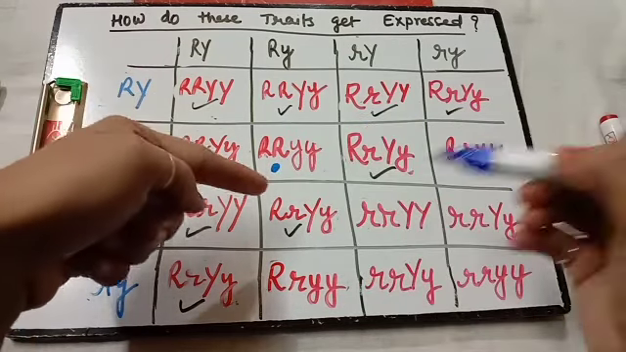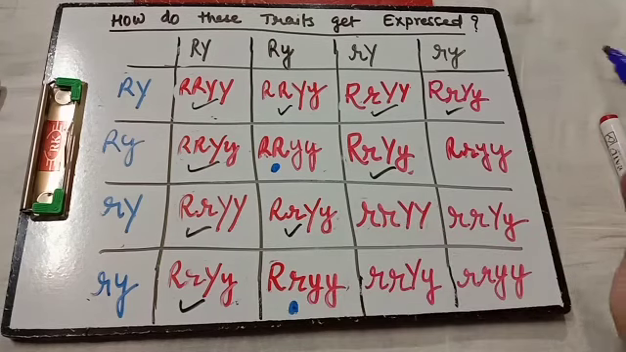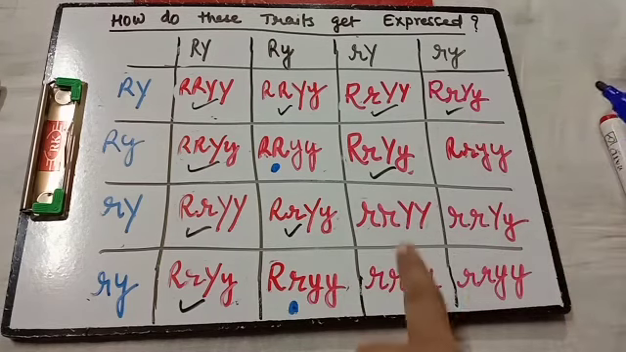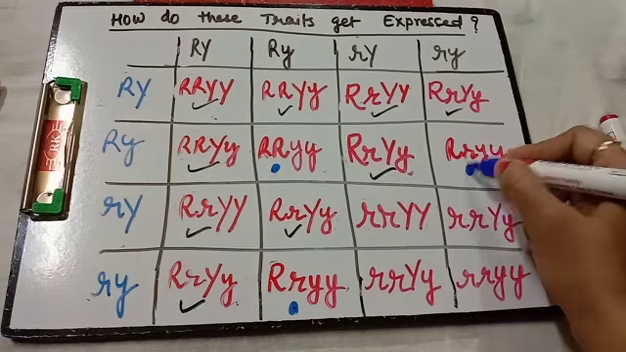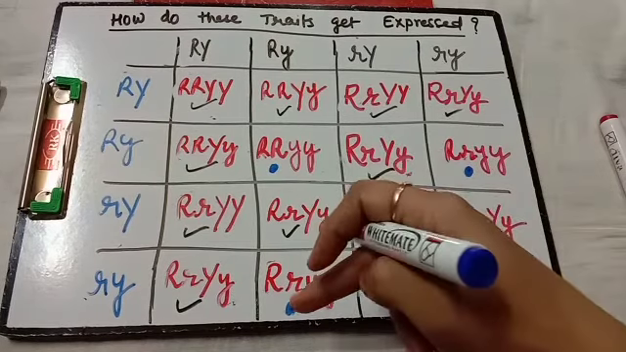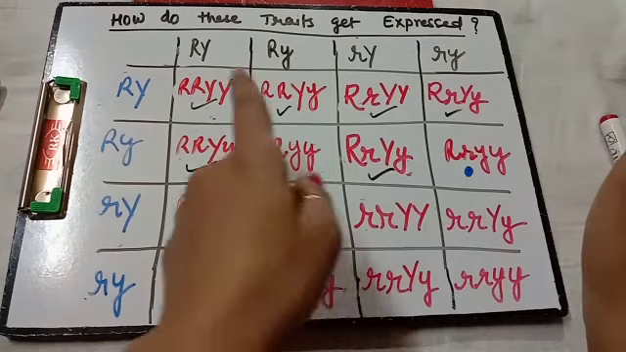Okay. Round and green, round and green. Now बचा कौन सा? ये नहीं. Round and green आ गया. तो ये कितना हुआ? 3. So round and green 3. Okay, ratio we are getting.